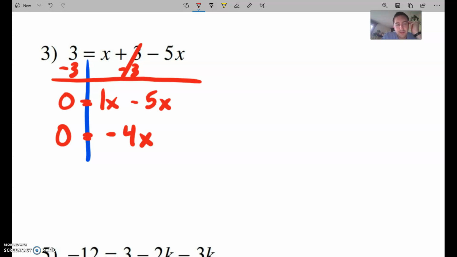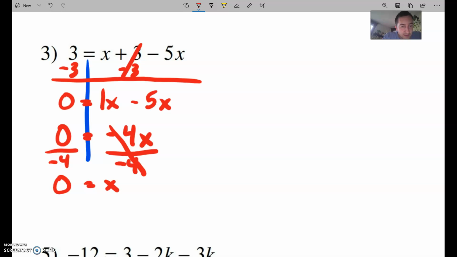Variables are just representative of, it could be any number. So go ahead and think. Let's try to do some in our head. Negative 4 multiplied by what would give us 0? If you said 0, you are correct. The answer is 0. Let's go ahead and prove that using algebra. We're going to divide by negative 4 to get that to cancel. But what we do to one side, we got to do to the other. And 0 divided by anything is 0. So x equals 0.